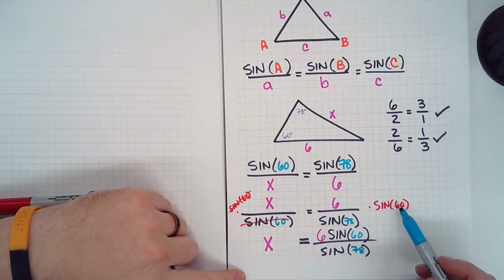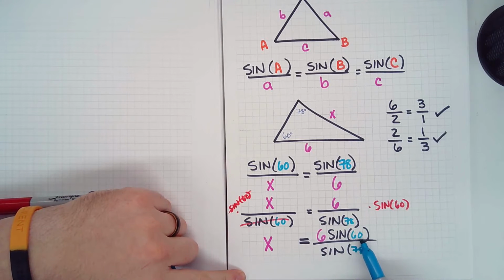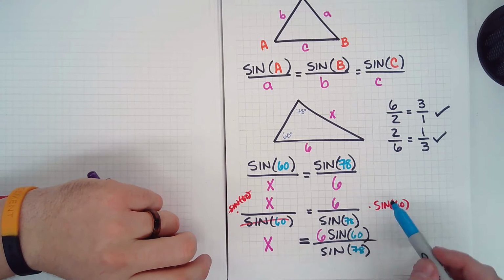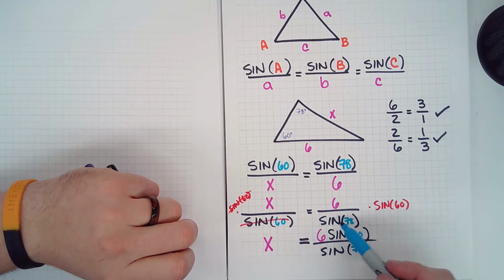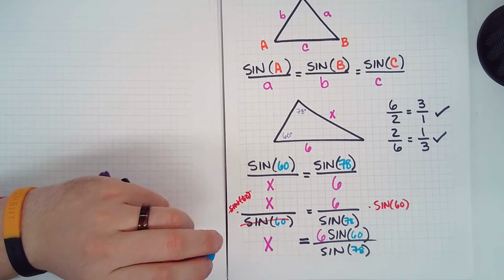Well, 6 times sine of 60 is 6 sine of 60. That's as good as we can get it. And that's all going to be divided by sine of 78. Remember, multiplication and division you can do in any order you want. So I multiplied first, and then I divided second. And that's as close as I can get it.